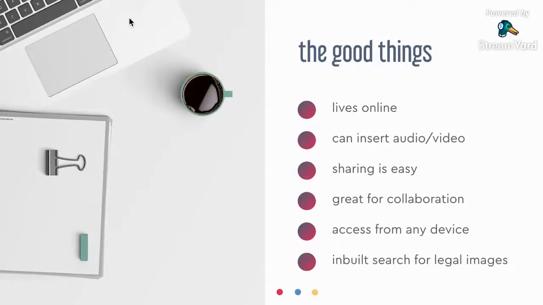Another thing I like about Google Slides is that you can access it from any device, which makes it super easy. And it does have an inbuilt search function for finding legal images to use in your presentations. So if you go and insert an image and want to search for something because you don't have one on your desktop, once you do a search for images, Google will only show you things that are labeled in the search results for reuse of some kind. So in essence, it's showing you things that are Creative Commons licensed. You may need to attribute the person, or public domain. So that makes it a little bit easier.